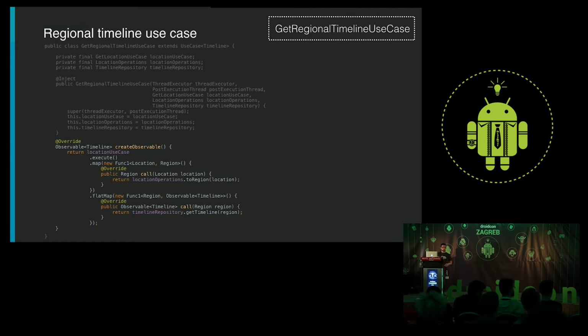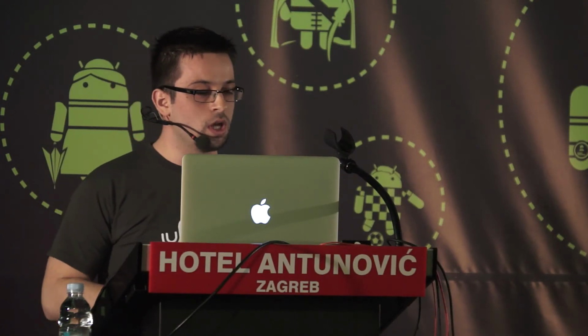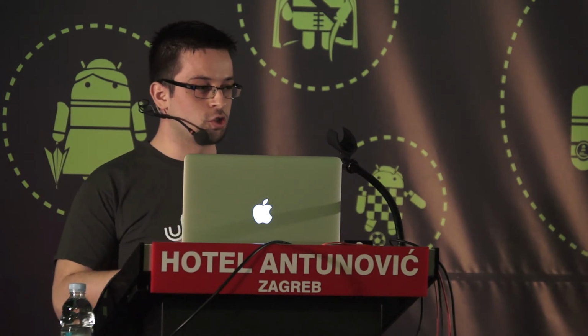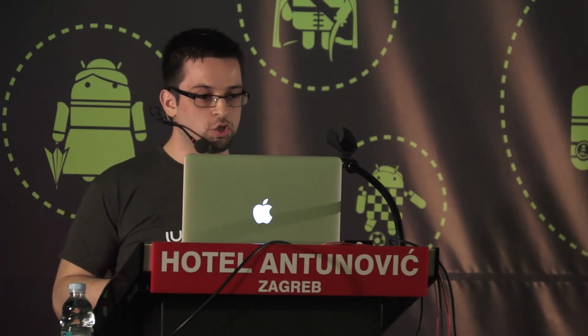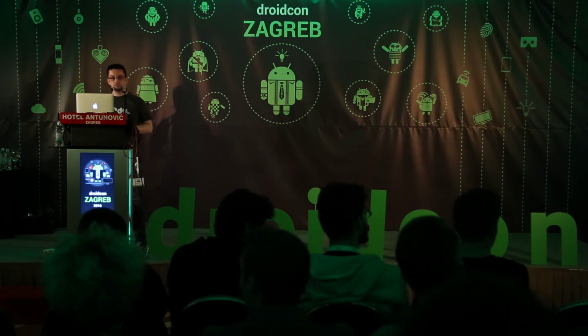Then we can apply different RxJava operators, map and flat map, and manipulate the result of that smaller use case inside this wrapping one. All of this looks ugly, but if you're using Retrolambda, it can be transformed to this, or an alternate form of that is this. It's really short. What we are doing here is reusing the existing use case by calling execute, transforming it into a stream, and then mapping it with business logic which knows how to map a location into a region. Once we have the region, we transform that stream and pass the region to something that knows how to fetch the timeline, which is this flat map.